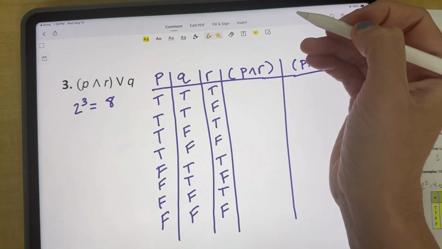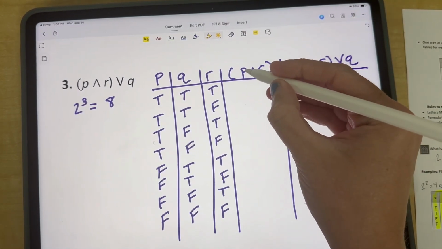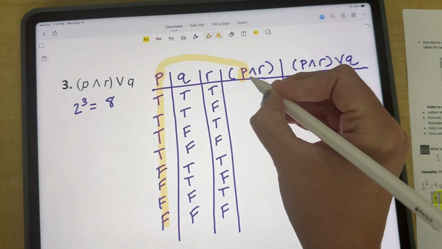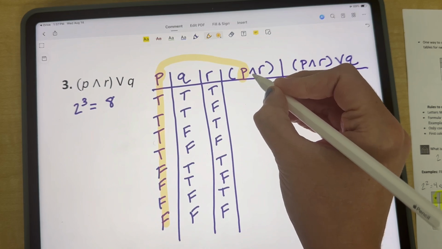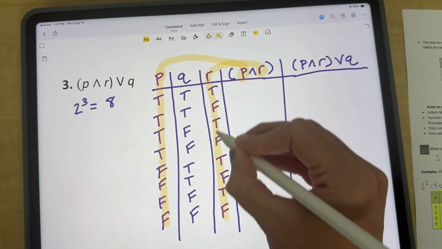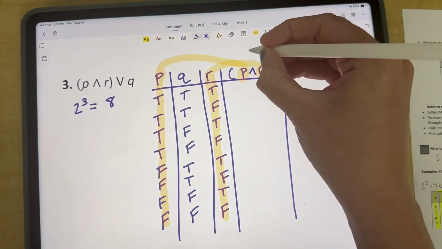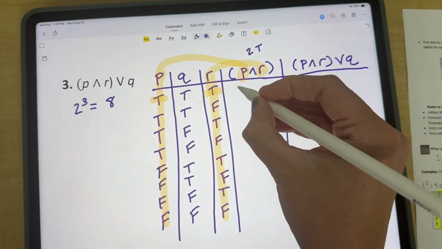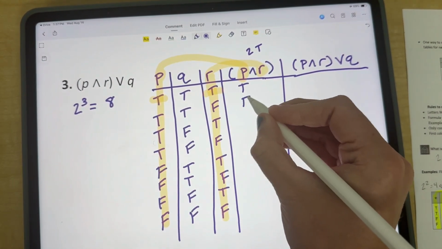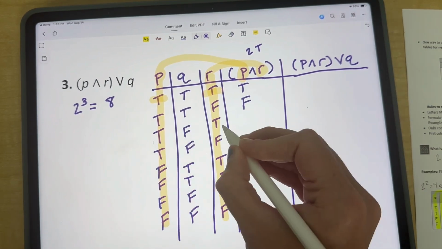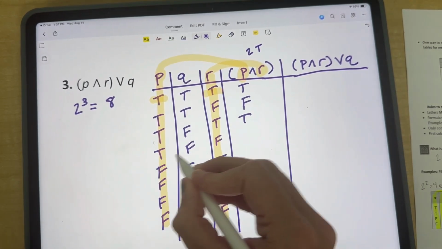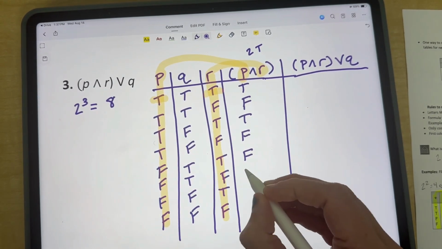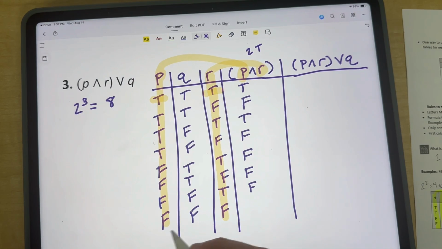Okay, grab your highlighter. This is P, so I'm going to go to P, highlight that column. And, because that's an and, right? R, so I'm going to go to R, highlight R. And means we need 2 T's. So you're going to go across the row now and say, do I have 2 T's? Yes. 2 T's? No. That's enough. 2 T's? Yes. 2 T's? No. 2 T's? No. FF, FF, FF.